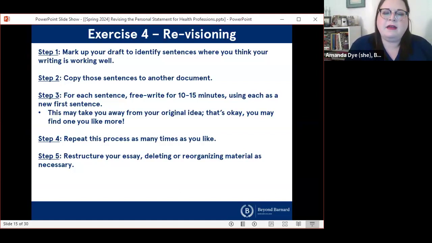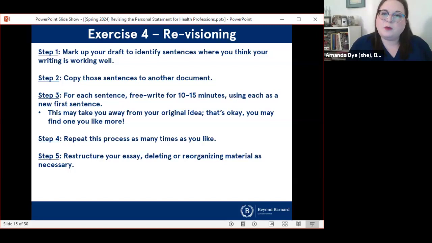It's a sentence that seems to come uniquely from your perspective and expresses something that you think is really important to understanding your application. And then take each of those sentences and copy them into another document. And for each one of them, free write for another 10 to 15 minutes, using each one of them as kind of a new first sentence, either to the full essay or to a paragraph.